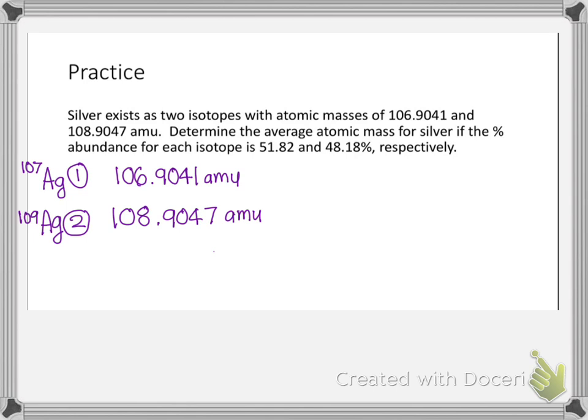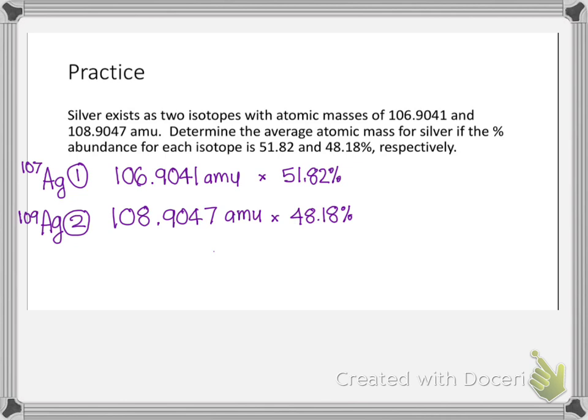Then it says determine the average atomic mass for silver if the percent abundance is, and they give me, I'm going to write this, 51.82% and 48.18%. Okay, now this is how we're going to do it. In previous videos, I've written it all in a really long line, but I want to try writing it one on top of the other and see if it will help you.